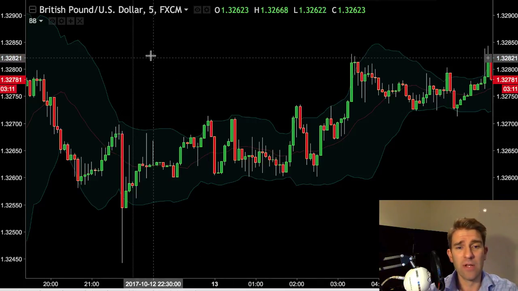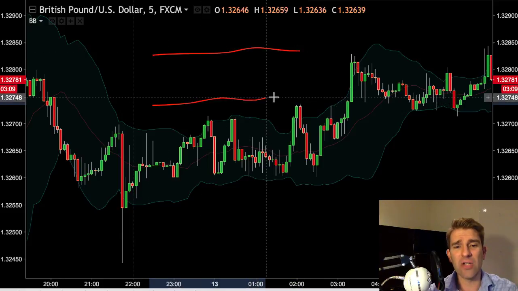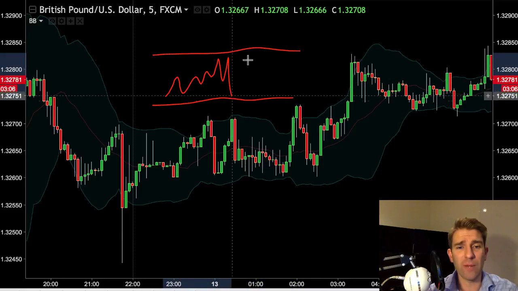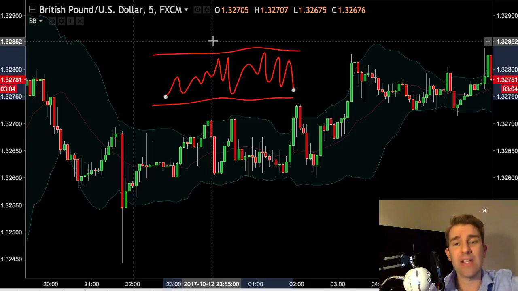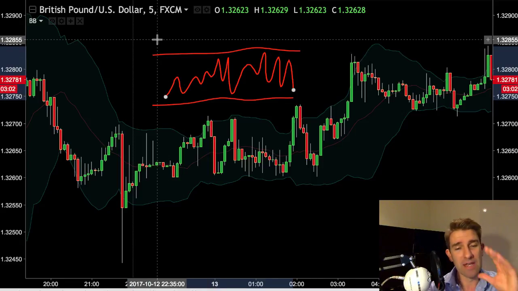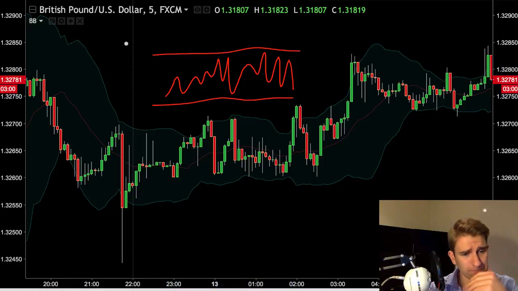Let me just get my drawing pen out. You're almost always going to get that in a range-bound environment. Price is going to be doing back and forth, back and forth, back and forth. You're never going to get a sort of breakout type of thing. So that's what we're looking for. You're looking for that sort of environment.